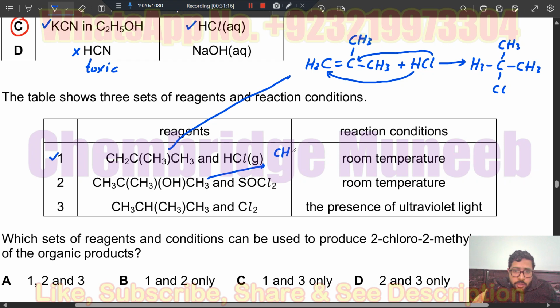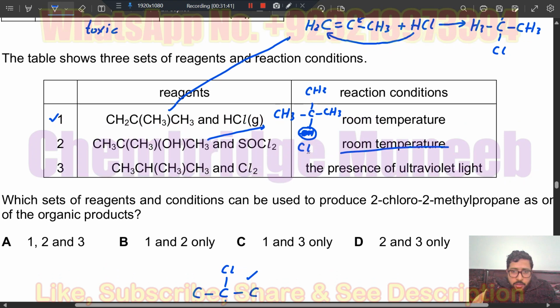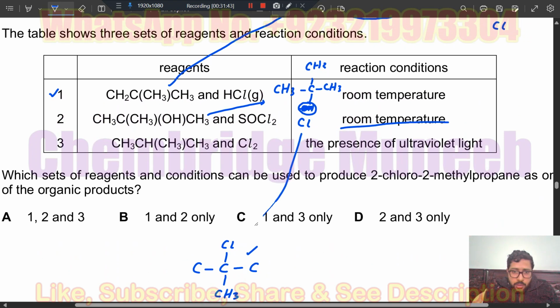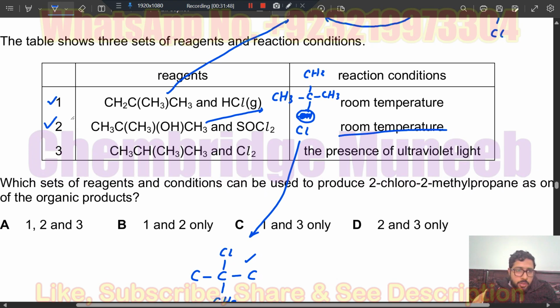It looks like this: CH3 with CH3 on top, OH below, and CH3. Now when it reacts with SOCl2 at room temperature, then we do have the nucleophilic substitution reaction, which means it should replace this OH with the Cl. So instead of OH there should be Cl, which means it is again representing the same molecule like this one. They are same. So the second option is also correct.